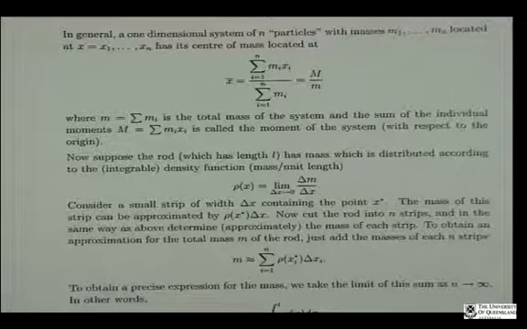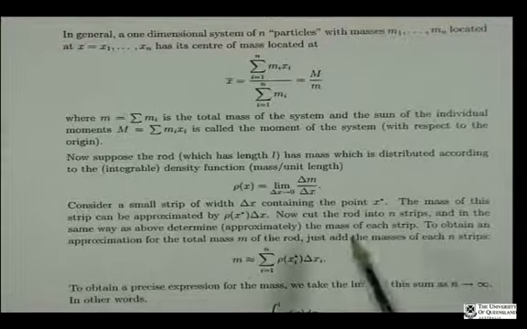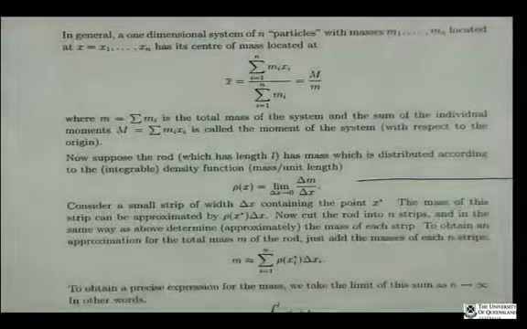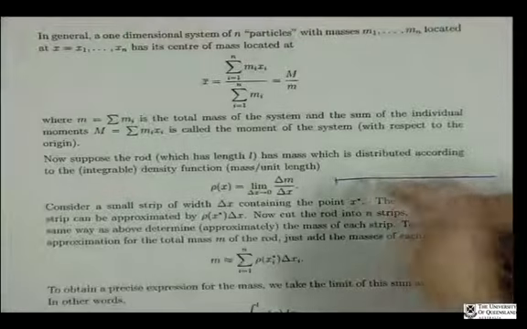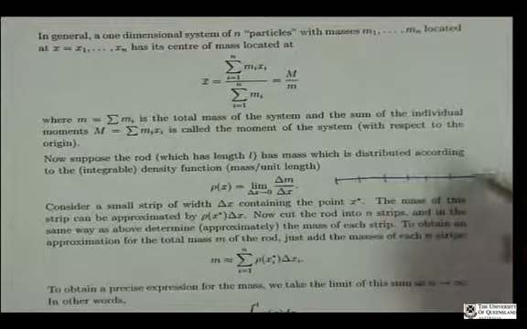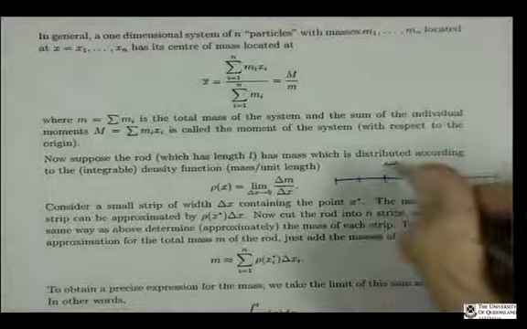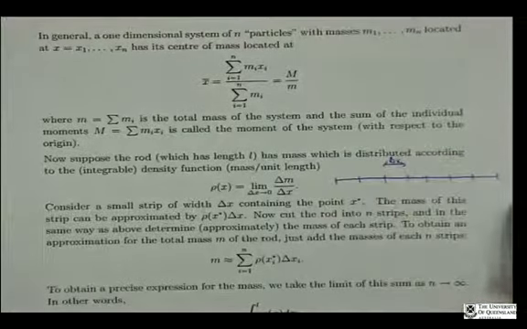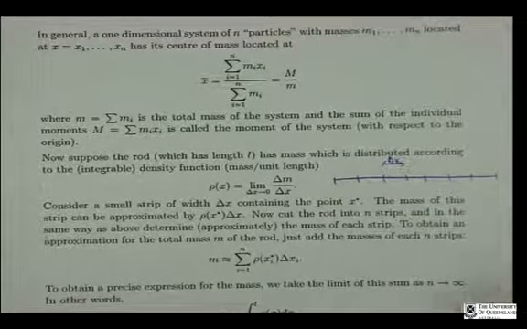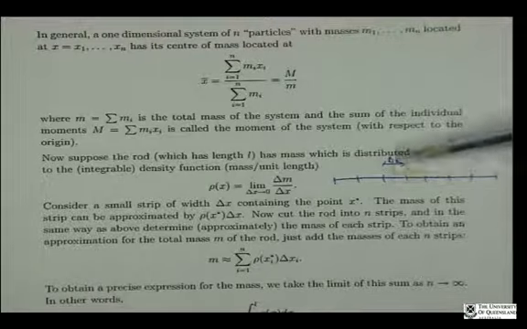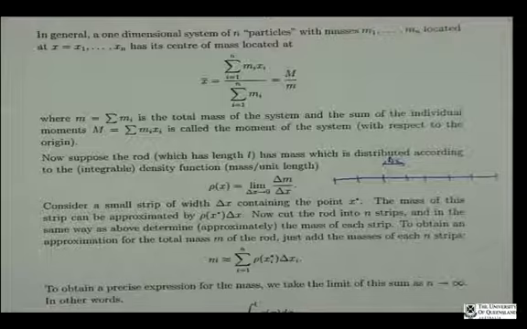Okay, so I guess I could draw a diagram of that situation just to make it a bit clearer. So say we've got our rod of length L, and we divide it up into a number of small segments, each of width delta x. Okay, and so delta m will be the mass corresponding to one of these segments.